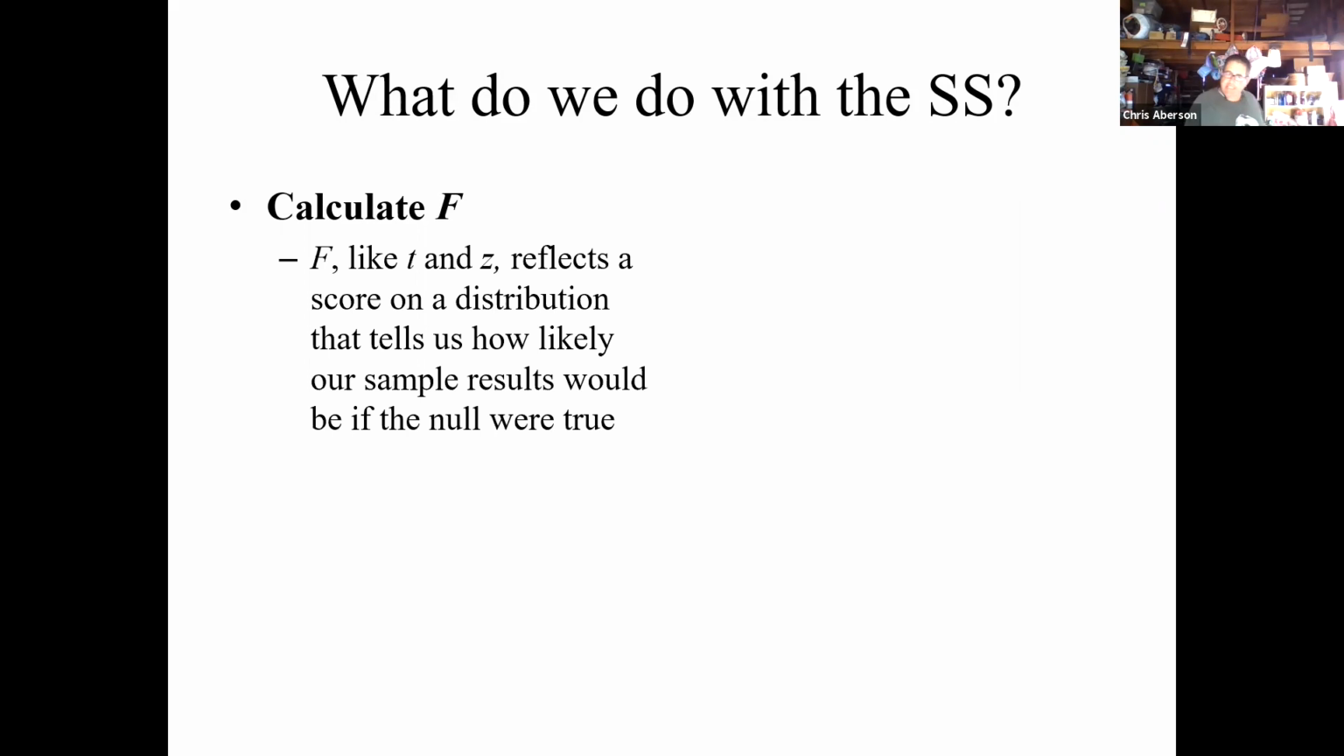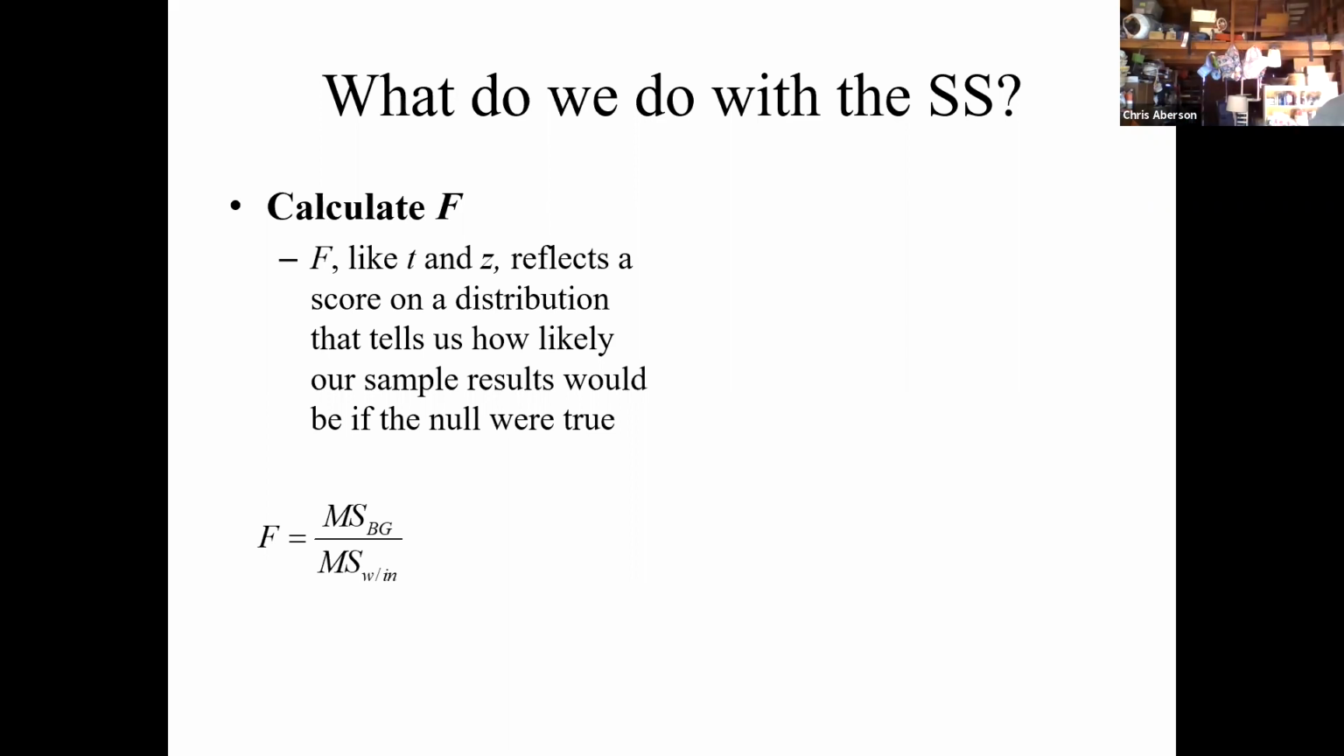F, like T and Z, reflects scores on a distribution that tell us how likely our sample results would be if the null hypothesis was in fact true. Again, same exact concept for every hypothesis testing thing we do. There's a real consistency here. We just have different procedures that have different statistics because they're different research situations.